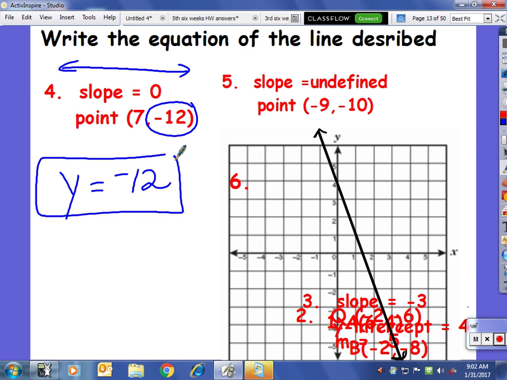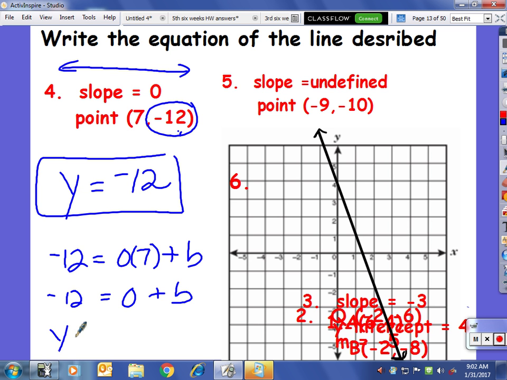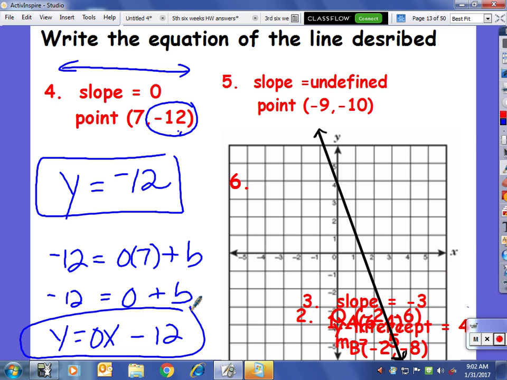The good thing about this kind of line is if you forget that fact, then just do the math. Y equals mx plus b. Negative 12 equals 0 times 7 plus b, and you're going to find out that b does equal negative 12. The y-intercept and this y value are the same. Some kids want to write it like this, y equals 0x minus 12. That's perfectly acceptable as well. I just want you to know that's probably not how it will be shown on a multiple choice test. If they don't have to write the 0x, they're not going to.